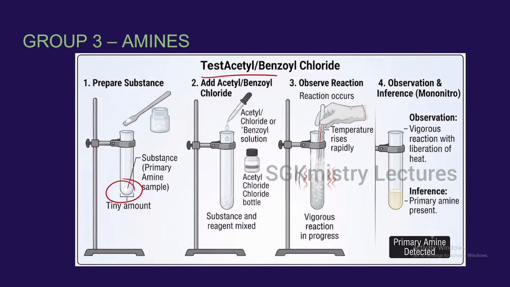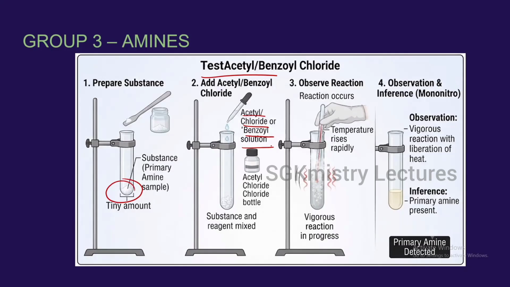To this, you're going to add the substance. You're going to take the substance in the dry test tube. To this, you're going to add the acetyl chloride or the benzoyl chloride solution. Okay, so this is how the acetylation or acylation is done. Especially acetyl chloride or benzoyl chloride, when you're taking, they are highly reactive. So we have to be very careful. So for that sake, we are going to take the dry test tube.